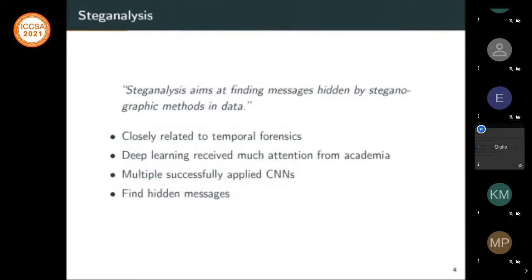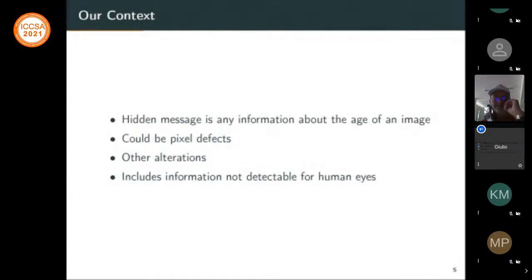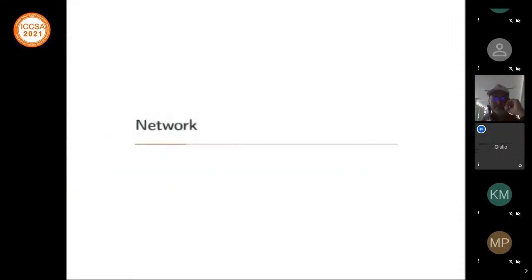Steganalysis aims at finding messages hidden by steganographic methods in data. This is also closely related to temporal forensics. And deep learning has received much attention, including the application of several CNNs. In our context, this means the hidden message is any information about the age of an image. This could be pixel defects, but also other alterations that have information about the age of the images. And this also includes information that is not detectable for human eyes.